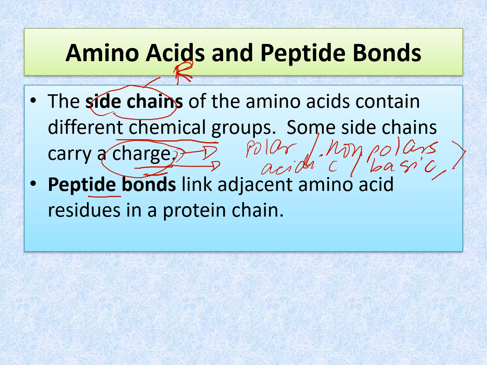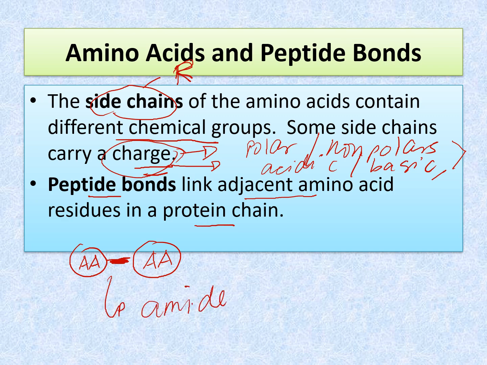Peptide bonds link adjacent amino acid residues in a protein chain. So guys, we have one amino acid, let's have AA lang. One amino acid and another amino acid. They can be bonded together with the use of peptide bonds. Peptide bonds are also known as amide bonds. Again, peptide bonds are also called amide bonds.